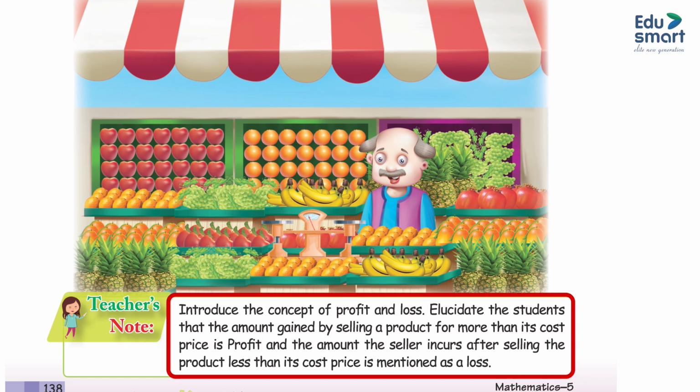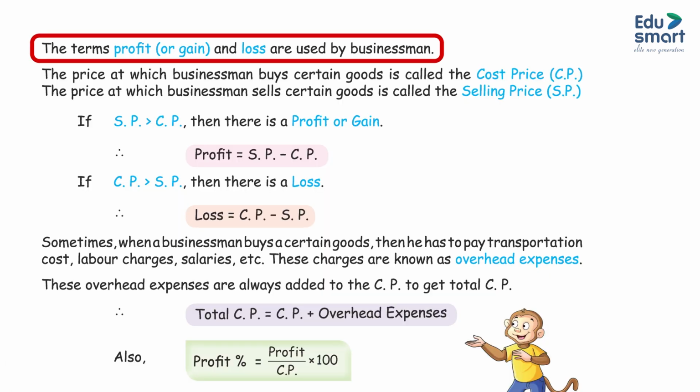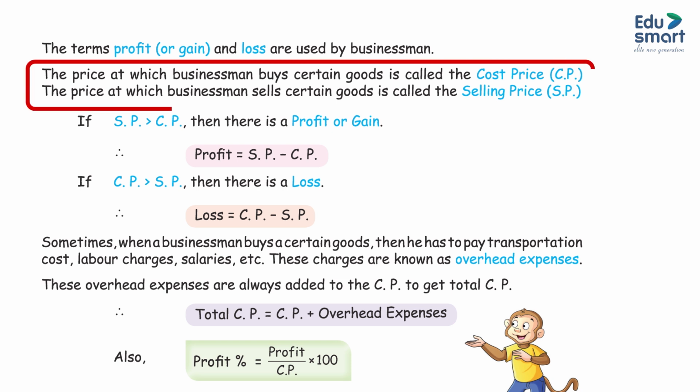Elucidate to the students that the amount gained by selling a product for more than its cost price is profit, and the amount the seller incurs after selling the product for less than its cost price is called a loss. The terms profit or gain and loss are used by businessmen. The price at which businessmen buy certain goods is called the cost price, CP. The price at which a businessman sells certain goods is called the selling price, SP.